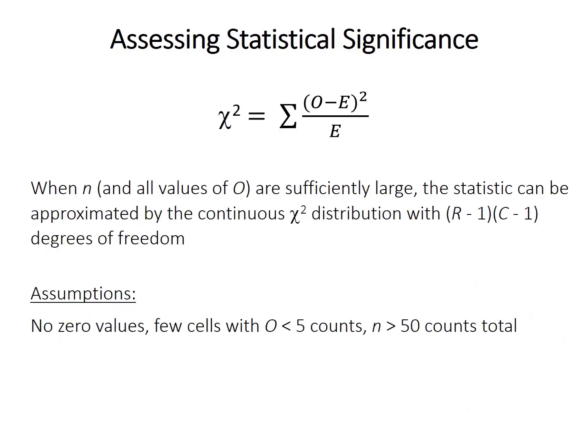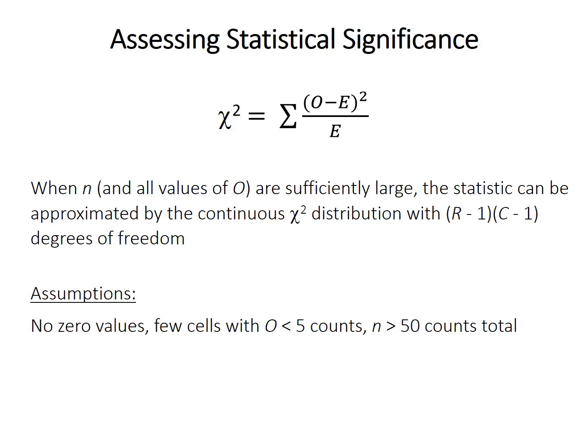But we want to know whether that chi-squared value is statistically significant or not. So when the overall number is large, so that's n, and when all observed counts O are also sufficiently big, the test statistic can be approximated by the continuous chi-squared distribution. Right, so we have discrete data, but the chi-squared distribution is a continuous distribution. So it's an approximation here. The degrees of freedom for that distribution are the number of rows minus 1 multiplied by the number of columns minus 1, R minus 1 times C minus 1.